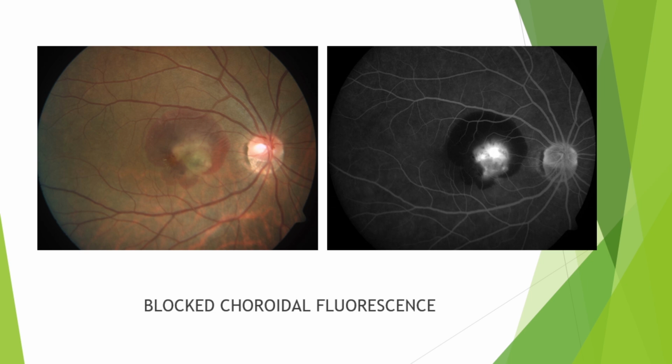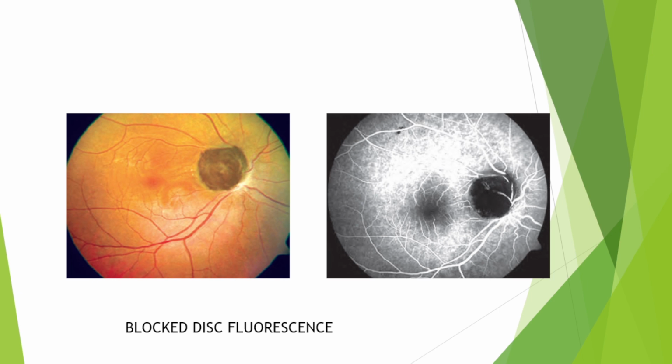This is an image showing the blocked choroidal fluorescence. Here you can see the retinal vessels are seen in front of the blocked fluorescence. So we can say that the heme is present behind the retina. So it is a subretinal heme which is causing the blocked choroidal fluorescence. This is an image of blocked disc fluorescence due to a disc melanoma.